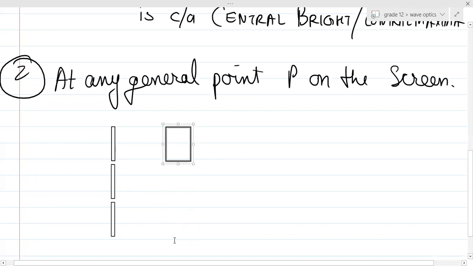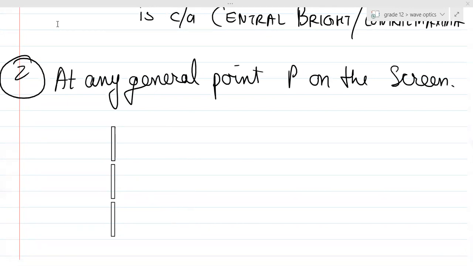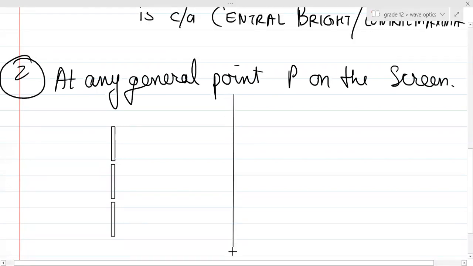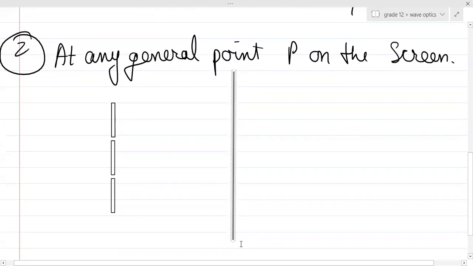Why am I drawing this? So, guys, the second case is basically where we take any general point. Can you see the screen over here? Everyone is able to see the screen, which is placed parallel to the slit plane, right?